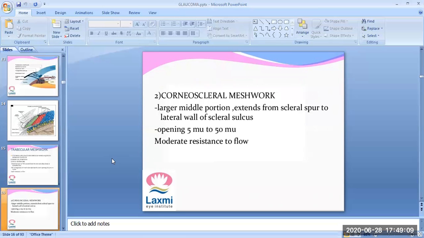Then corneoscleral meshwork, it forms the larger middle portion, which extends from the scleral spur to the lateral wall of the scleral sulcus. It consists of the sheets of trabeculae that are perforated by elliptical openings, which are smaller than those in the uveal meshwork. They are from 5 micrometer to 50 micrometer, and moderate resistance to flow.